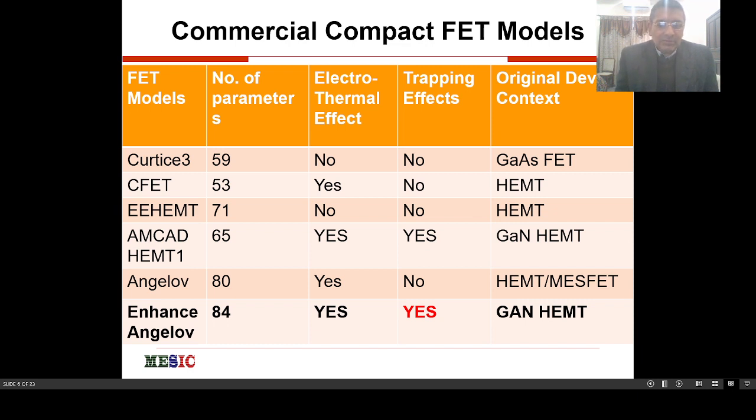And the last one is going to talk about enhanced Angelov model, which we made using the Angelov model and we put a trapping effect which it does not have, and it makes it more accurate. So we put 4 more parameters, and it's best for the gallium nitride HEMT, and it's more accurate compared to old Angelov model.